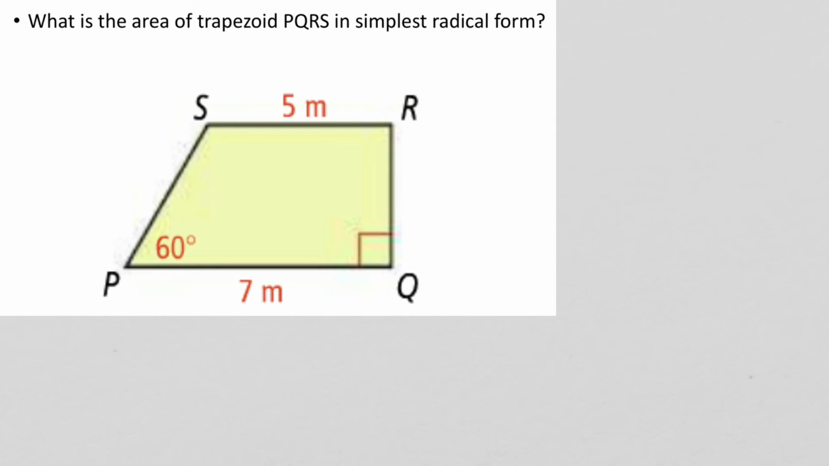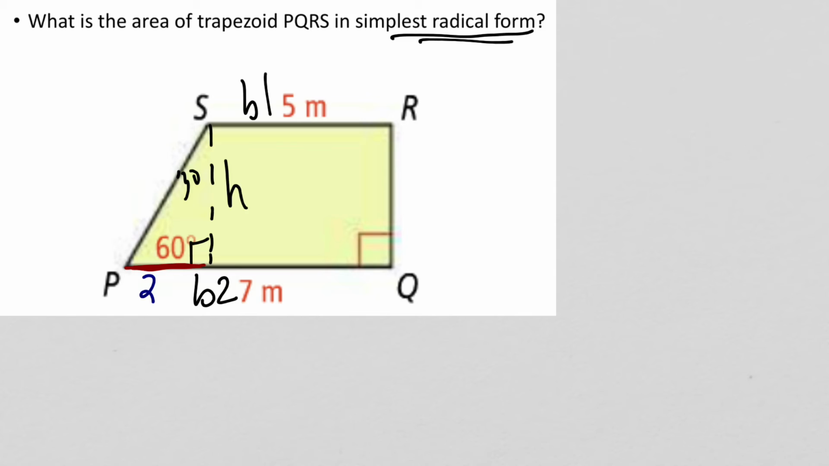All right, next one. Find the area of this trapezoid, and they want it in radical form. So that means we don't want decimals in our answer here. So let's take a look. We have a base here. We have our other base here. Well, what's missing is our height. So let's go ahead and sketch in the height. And if you notice here, I have a 30, 60, 90 right triangle. This is my height. How am I going to get this piece from here to here? Okay, well, we're going to subtract the 7 minus the 5, and I'm getting this to be 2 meters.